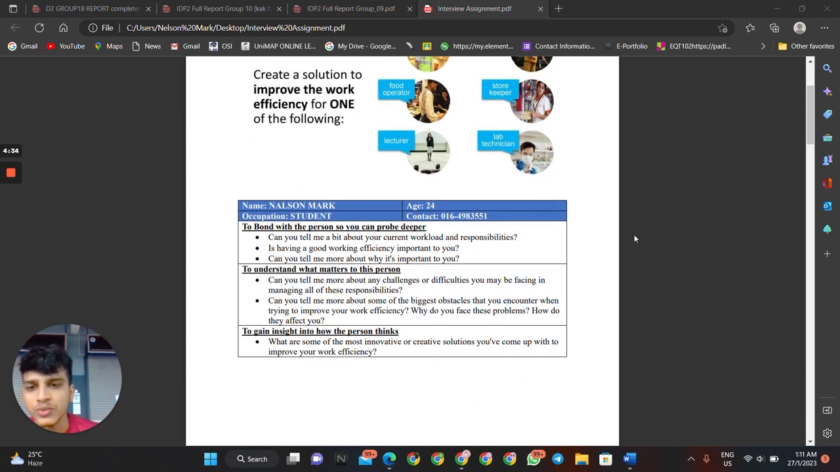Some of the questions asked were based on these 3 aspects, which is to bond with the person so they can probe deeper to understand what matters to the person and to get insight on how the person thinks. These are the questions that were asked, and let's see how they replied.